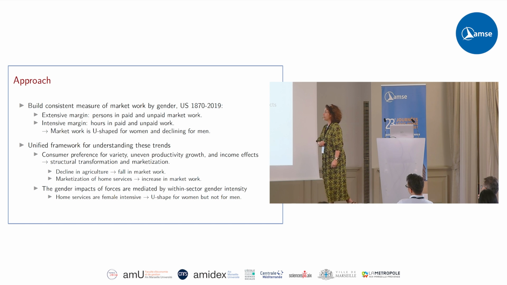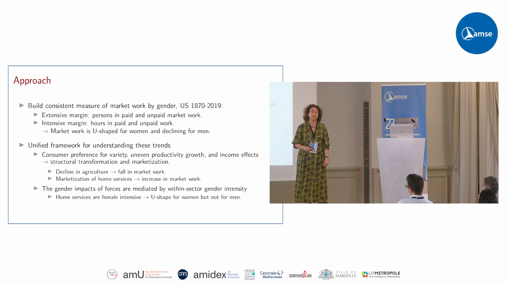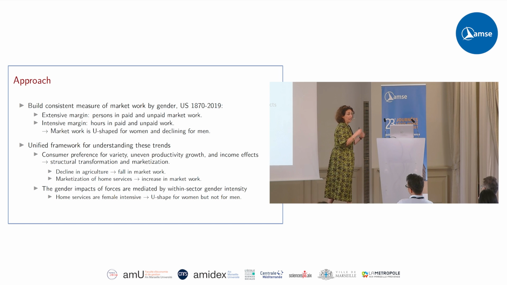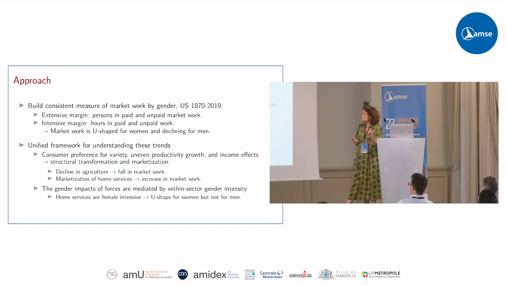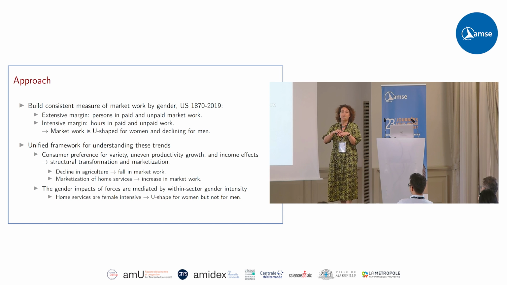In the framework that we present, the main building blocks are consumers and firms. Consumers prefer to consume a varied consumption bundle. They are not willing to substitute agricultural produce with manufacturing or with services. They really favor variety over specialization. There is uneven productivity growth, and there are income effects.